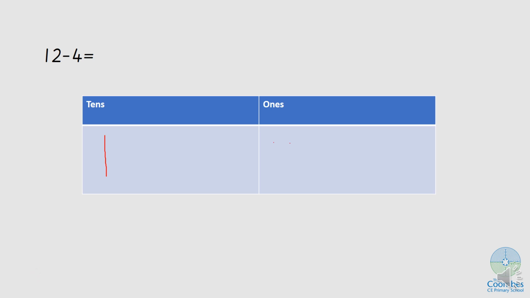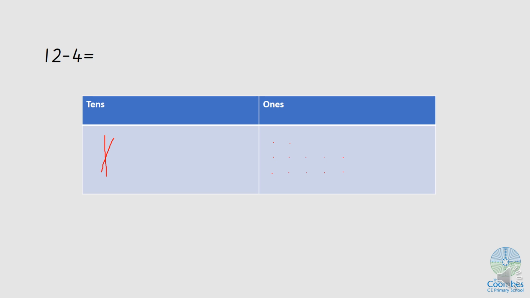1, 2. Now it wants us to take away 4, but there's not 4 1s over here. So what do you think we need to do? We need to exchange our 1 10 stick for 10 1s. So we're going to cross out our 10 and put in 10 1s over here. 1, 2, 3, 4, 5, 6, 7, 8, 9, 10. Now we have enough 1s to take away 4.